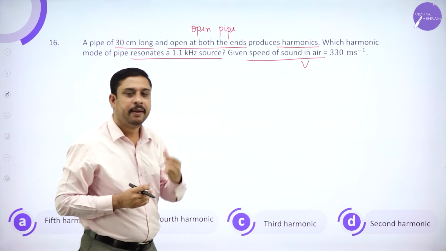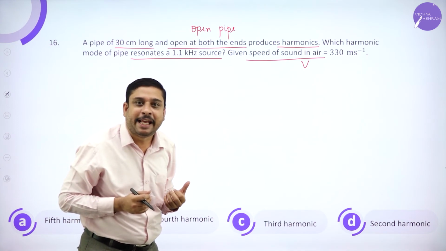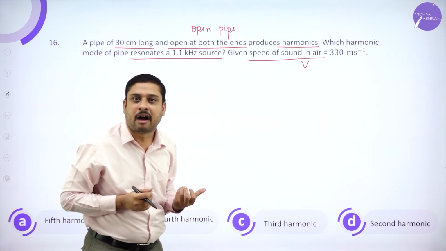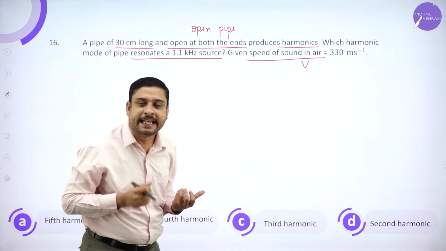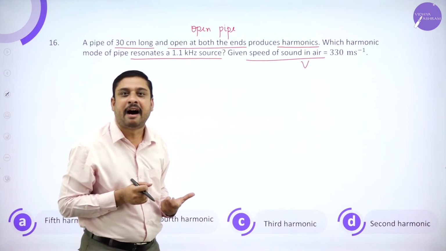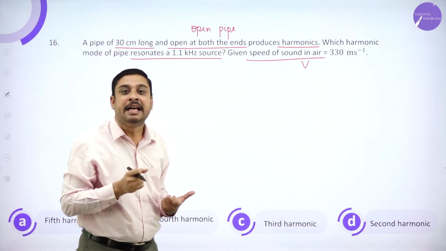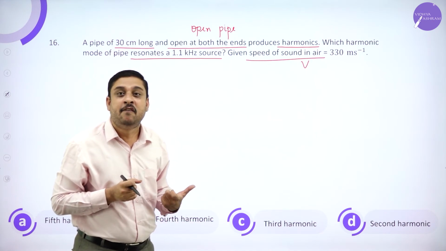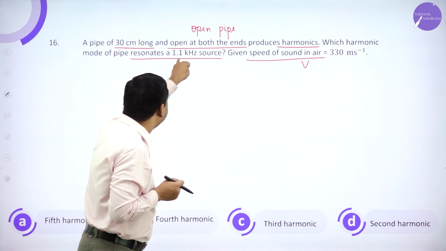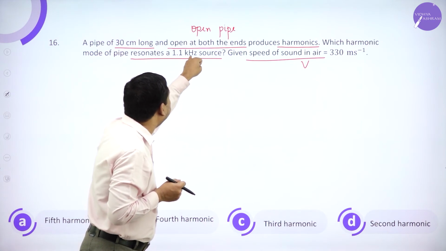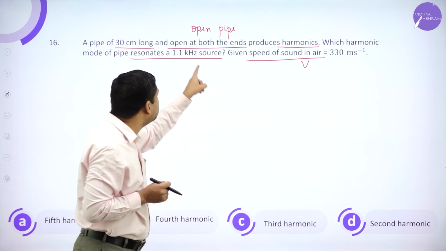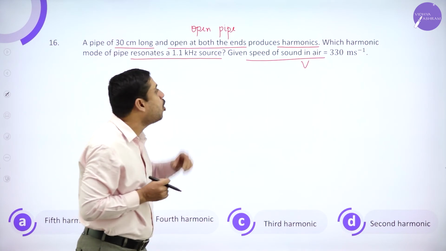ಏನಿದ್ರ ಅರ್ಥ? ರೆಸೊನೇಟ್ ಆಗೋದಂದ್ರೆ ಏನು? ಫ್ರೀಕ್ವೆನ್ಸಿ ಮ್ಯಾಚಿಂಗ್ ಅಂತ ಅರ್ಥ. ದ ಕ್ವೆಶ್ಚನ್ ಈಸ್ ವಿಚ್ ಹಾರ್ಮೋನಿಕ್, ಫಸ್ಟ್ ಹಾರ್ಮೋನಿಕಾ, ಸೆಕೆಂಡ್ ಹಾರ್ಮೋನಿಕಾ, ಥರ್ಡ್ ಹಾರ್ಮೋನಿಕಾ, which integral frequency will match this 1.1 kilohertz frequency? The source has a frequency of 1.1 kilohertz.